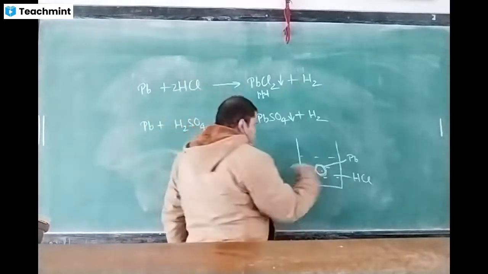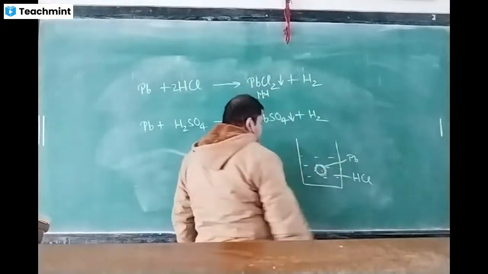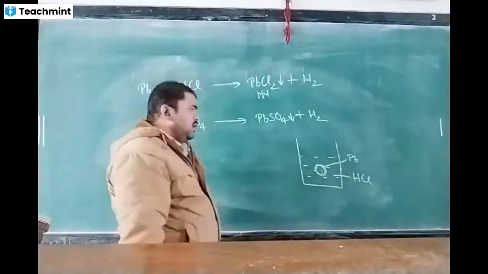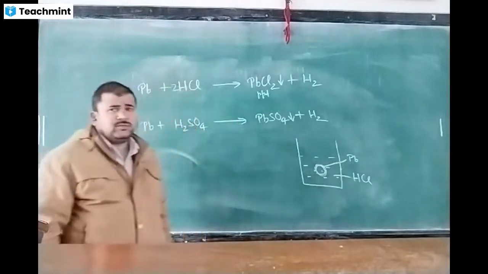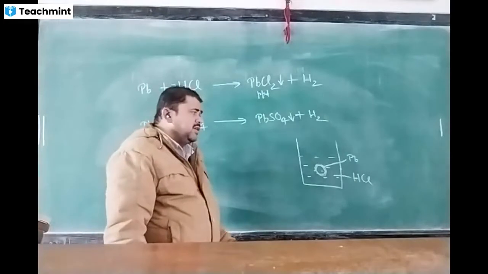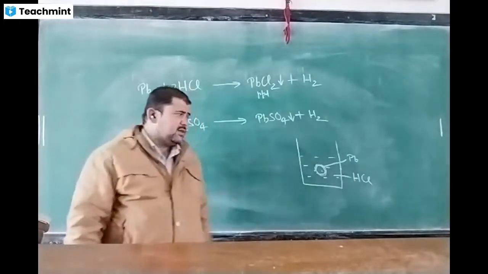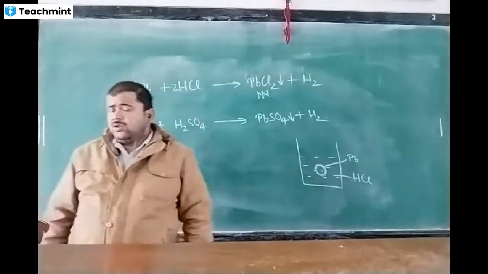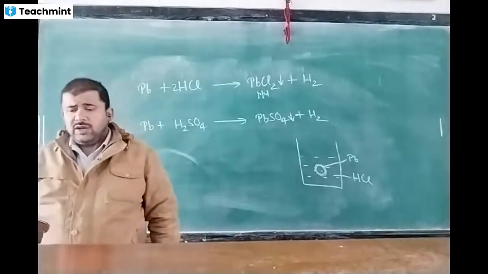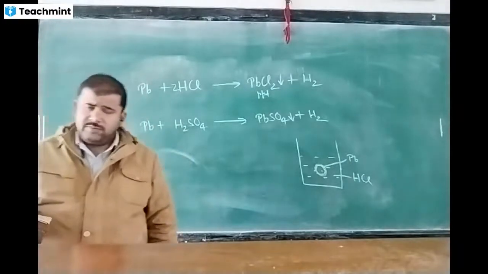So that's why further reaction will stop. This lead cannot react with the acid because it is covered by the lead chloride substance. This is the reason further reaction will stop, meaning no liberation of hydrogen gas, no production of hydrogen gas in this reaction. So this is the reason we ignore lead. Lead cannot be used in the preparation of hydrogen using dilute acid.